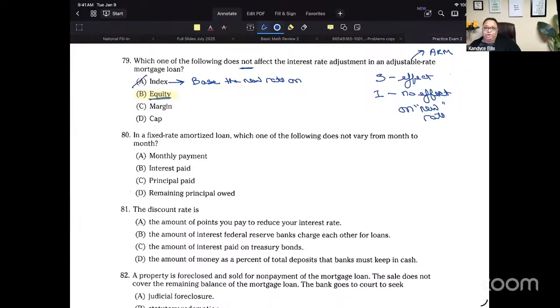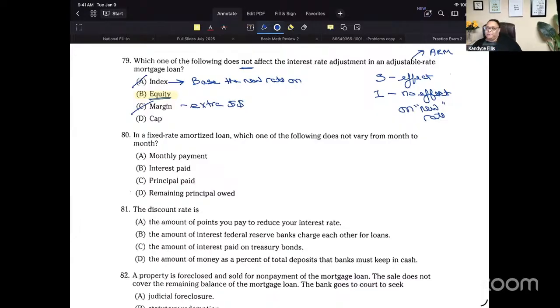The margin is the extra money that the bank is charging you over the index. So if the index is at, I'm just making up numbers, 3%, they're going to charge you a little bit more than that. So yeah, the margin's going to affect what your new rate is. That's the extra money for the bank.